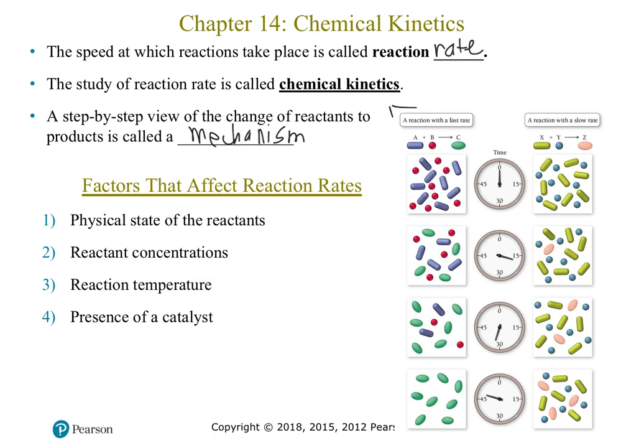Reactions that have a fast rate are going to turn into products much quicker than reactions with a slow rate. It takes them a lot longer. You don't have as much product in the same amount of time. Factors that are going to affect reaction rate are the state that the reactants are in, the concentration, the temperature, and whether there's a catalyst or not.